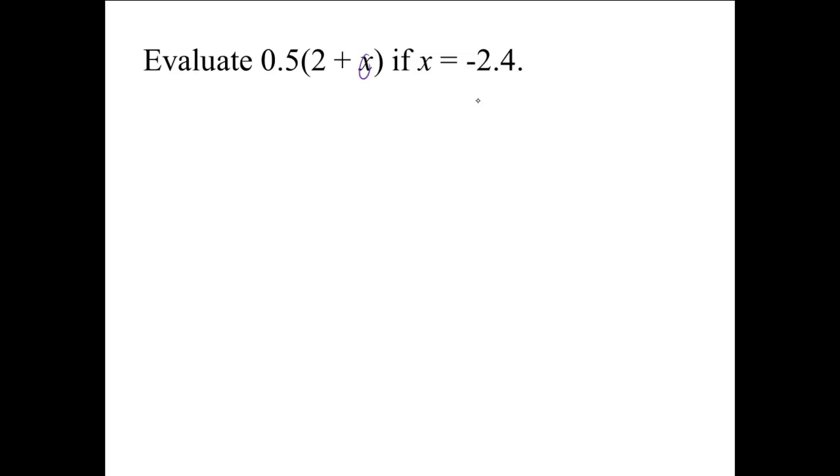Evaluate 0.5 times the quantity 2 plus x if x equals negative 2.4. We will replace this x with this value, negative 2.4, equals 0.5 times the quantity 2 plus, and here's where we insert negative 2.4 for x. We have to take care of what's inside the parentheses first. So we need to take 2 plus negative 2.4. Let's work that on the side.